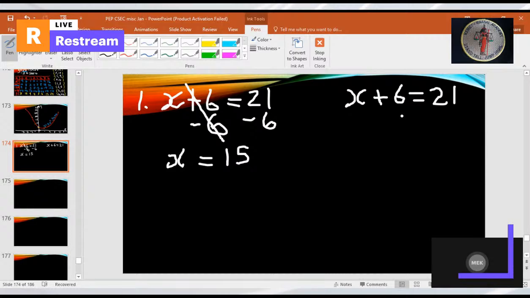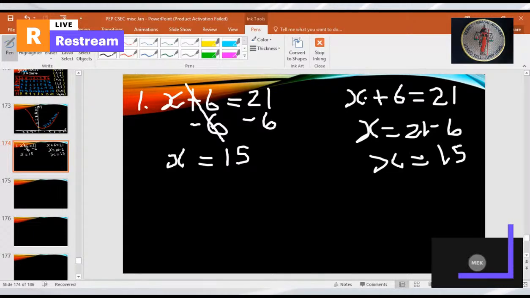The other method is to say, I want to move something across the equal sign, and the sign of that will change. So this is a plus 6. If I'm moving it across to leave x by itself, it's going to become minus 6, so x equals 15. This is the method I'll use from here on out.